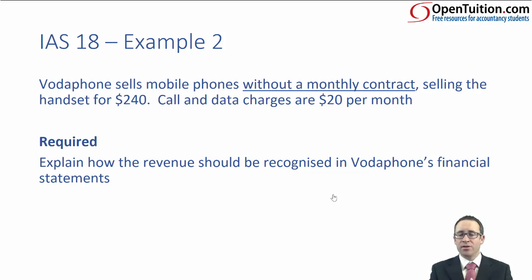So here it says, explain how the revenue should be recognised in Vodafone's financial statements. So we sell mobile phones without that monthly or annual contract, selling the handset separately for $240. And call and data charges are $20 per month. So the standalone price for the handset is $240. And because you are not paying for the phone on a monthly basis, all you're paying for is the call and data charges in that package, you will therefore pay less than the $45 per month that we previously had.